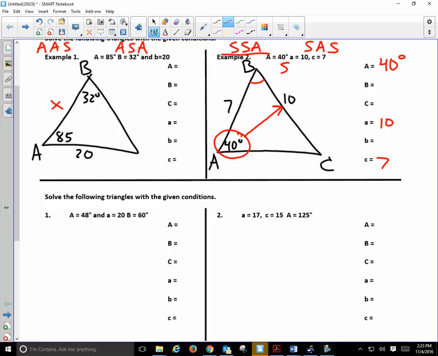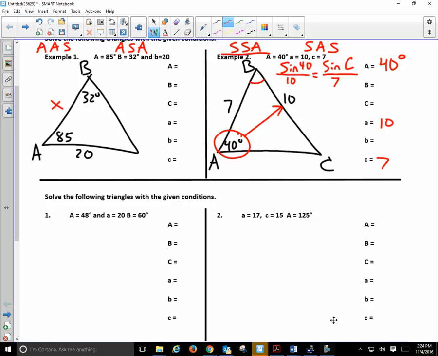You're going to set up sine of what? Sine of 40 over 10 is equal to sine of, do I know an angle? I don't. So do I choose angle B or do I choose angle C? I choose angle C. Why, Tito? Because you know side 7.